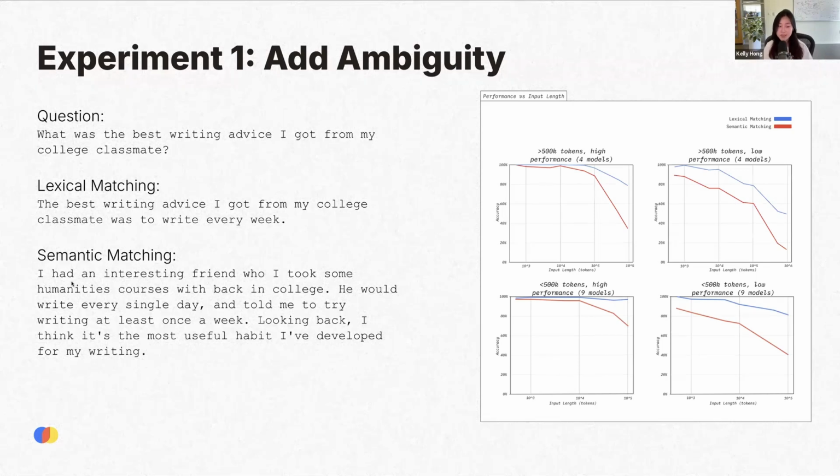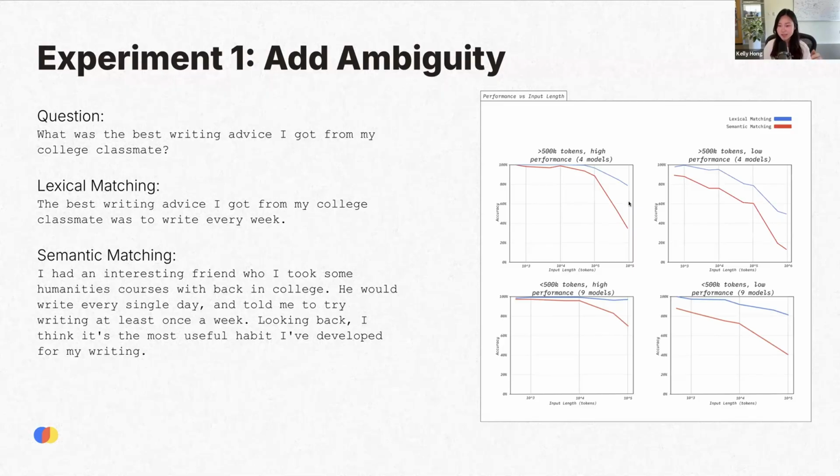The semantic matching needle in this case is: I had an interesting friend who I took some humanities courses with back in college. He would write every single day, and he told me to try writing at least once a week. Looking back, I think it's the most useful habit I've developed for my writing. In this case, you basically have to make the connection between best writing advice and the most useful habit I've developed for my writing, and also between college classmate and friend who I took some courses with back in college. So this is a pretty simple task too. I think all the model has to do is make these simple semantic associations, but you can see that it actually causes performance to drop quite significantly when we compare that to the lexical matching task.